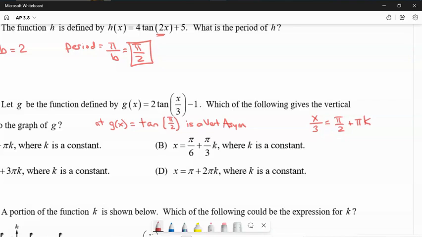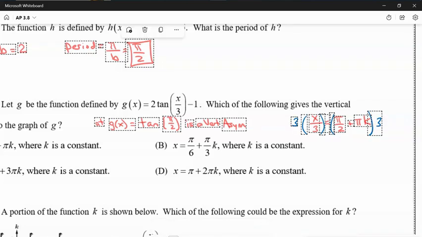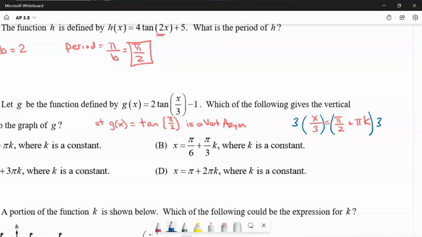And then at this point, I want to solve for x. So if I want to get x by itself on the left side, I'm going to multiply the left side by 3, and I'll also multiply the right side by 3. And when I do that, on the left, the 3 divided by 3 is 1, so that gives me x. And then I'm going to distribute this 3 to both of the things in parentheses here. So this becomes 3 pi over 2 plus 3 pi k.